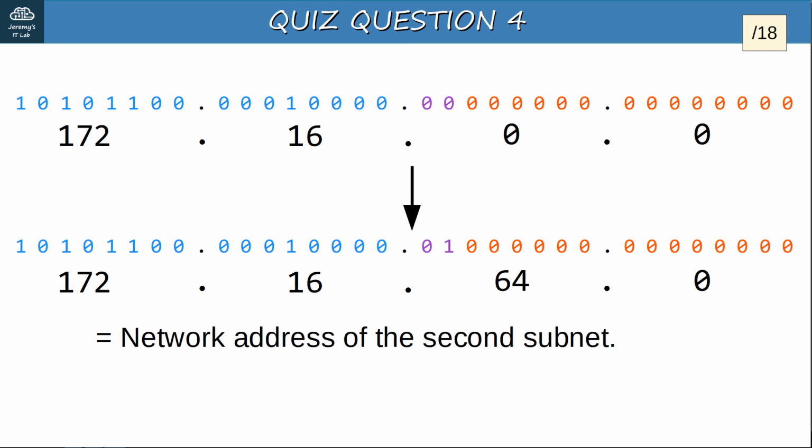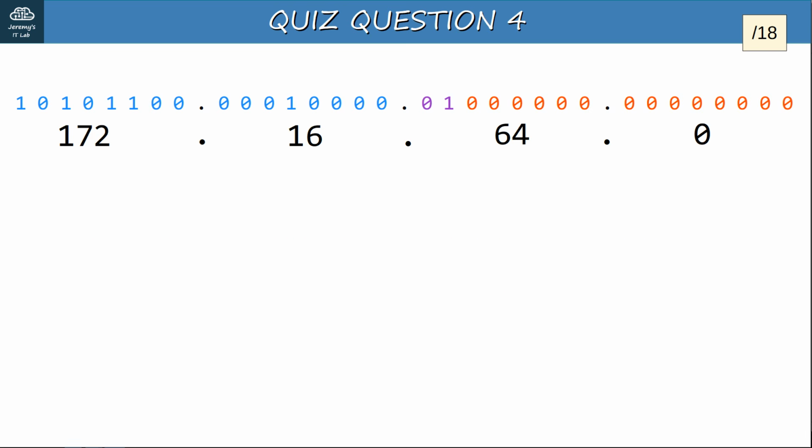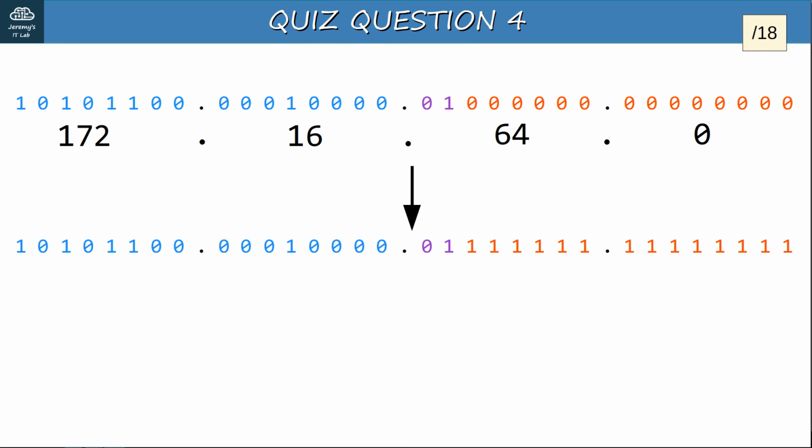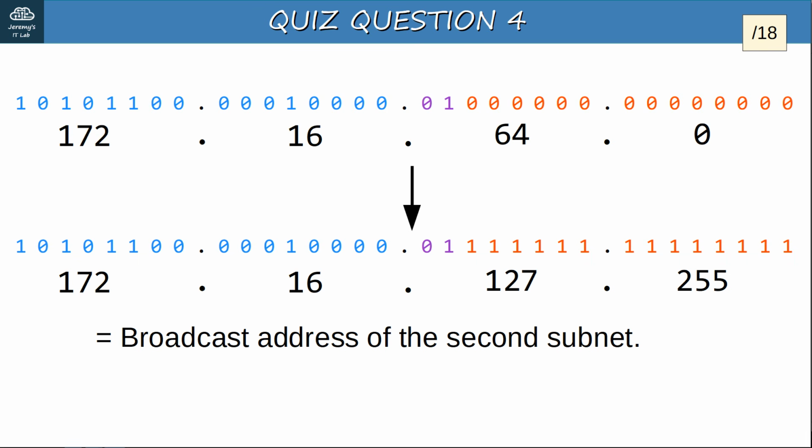Now, to find the broadcast address, simply change all of the host bits to 1. So, the broadcast address is 172.16.127.255. So these are the answers to question 4.